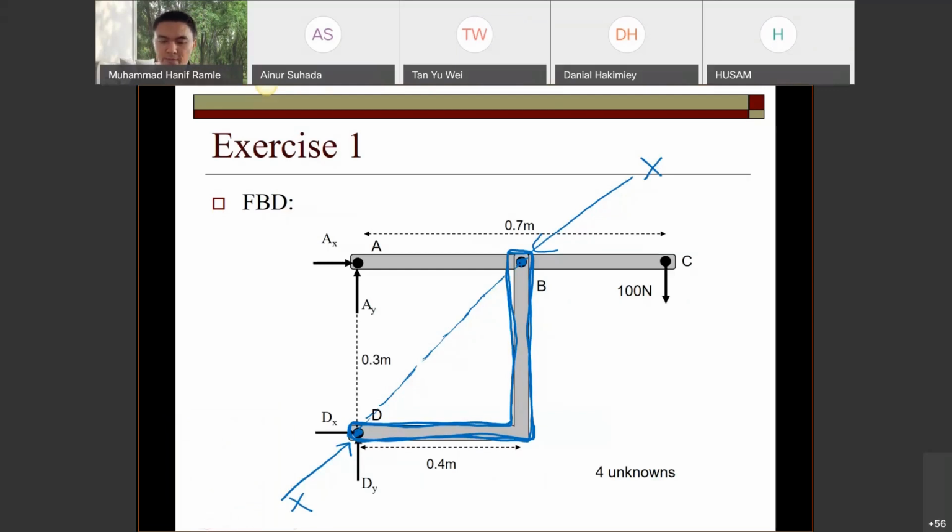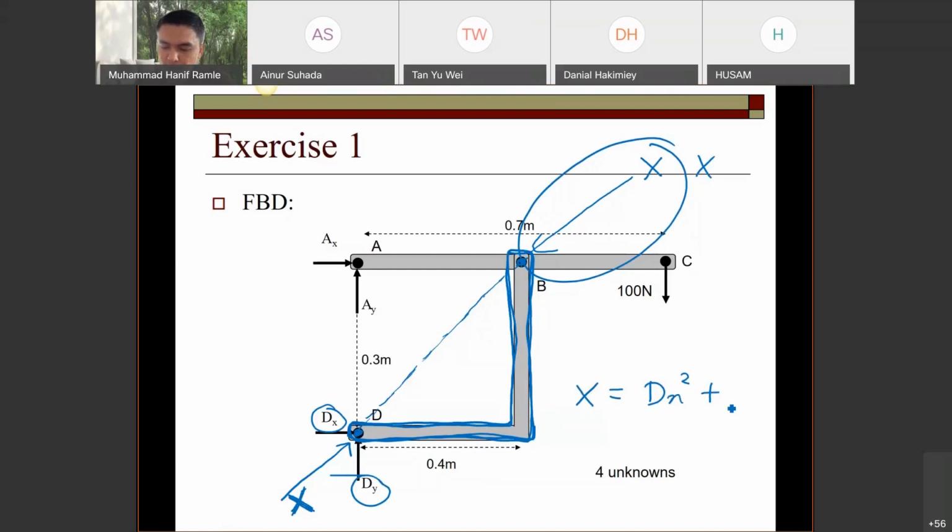So if you have this one, bear in mind that I draw the x force only for the BD. For the overall, this one is not included. Once I have these two force members, for the BD, I can use this x force to replace dy and dx, where x equals the square root of dx squared plus dy squared.